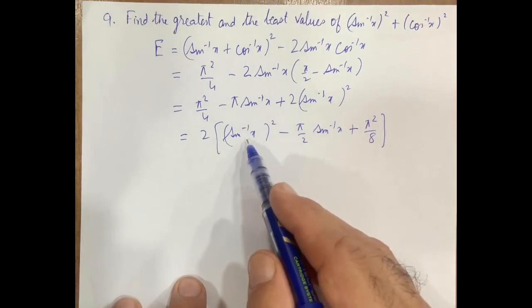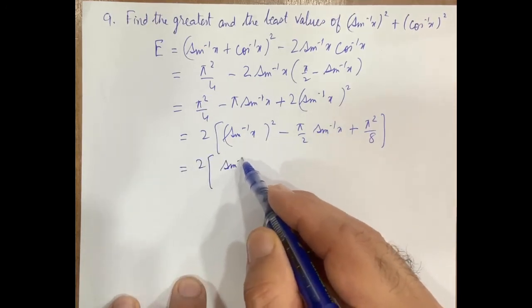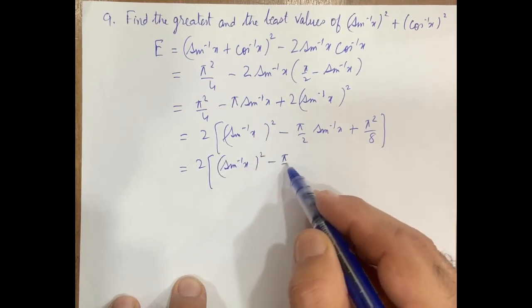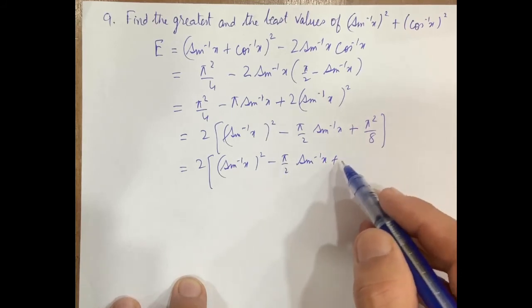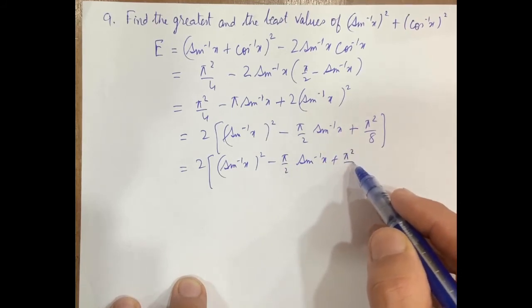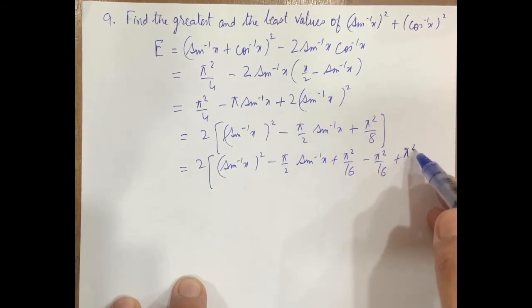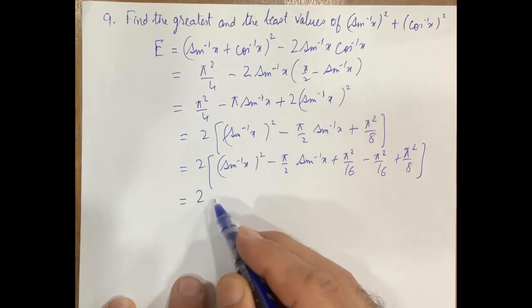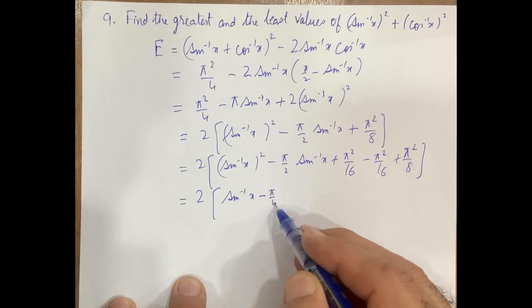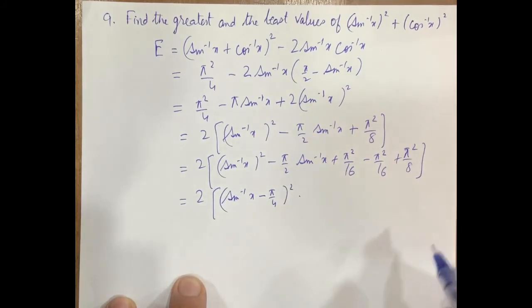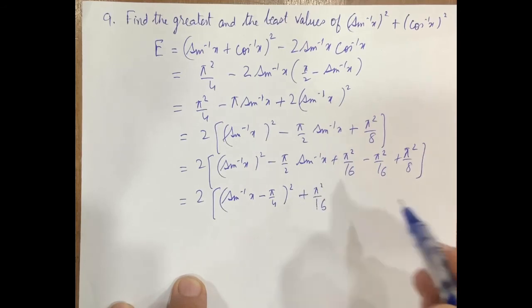Now this is quadratic in sin inverse of x, so we complete the square. For that, with sin inverse of x, we add the square of half the coefficient, pi by 4, so pi square by 16; we add and subtract, plus pi square by 8 as it is. This is 2 times the first 3 terms, sin inverse of x minus pi by 4 whole square, minus pi square by 16, plus pi square by 8.